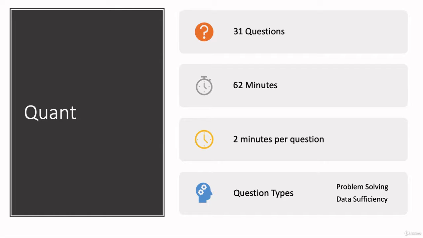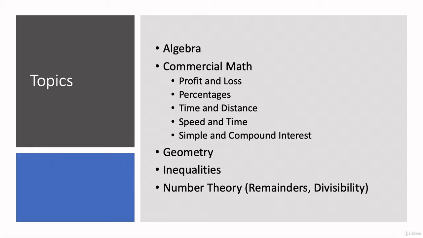The quant section is divided into two parts, the problem solving part and the data sufficiency part. I will be going through both these parts separately and then we'll be looking at some questions of both types to get an understanding of how to attempt these questions in the GMAT exam. These topics come in both problem solving as well as data sufficiency questions.